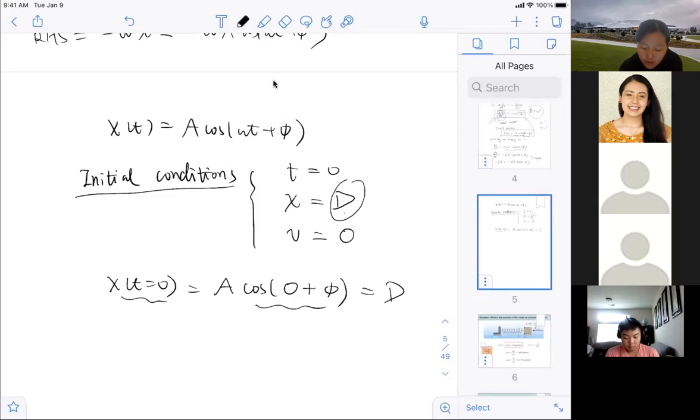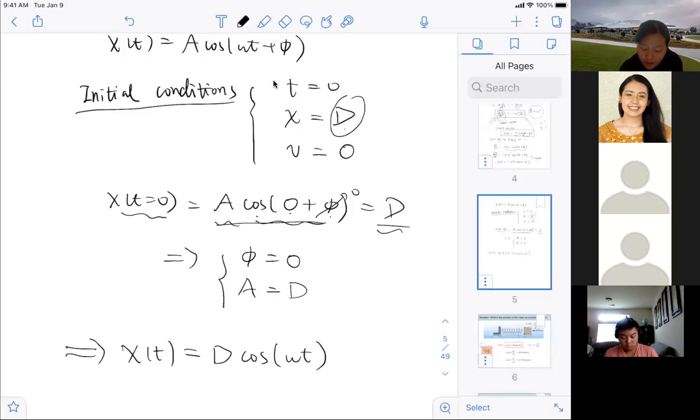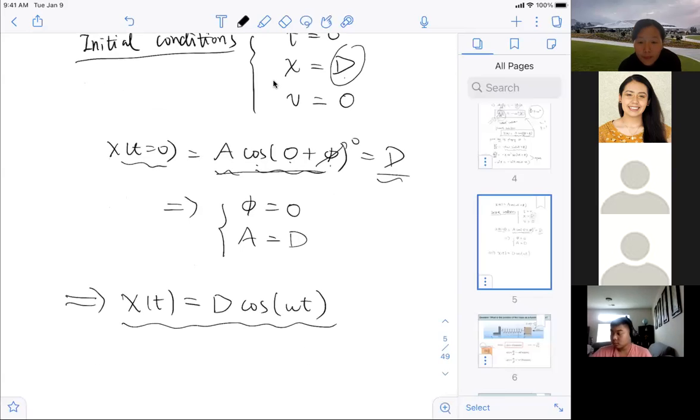By observing these two sides of the equation, I conclude that I need phi to be 0, and I need A to be equal to d, because cosine 0 is 1. So I get these two equal to each other. I have solved all my unknowns. I can finally conclude the equation of motion for the mass is d times cosine omega t, and there is no phase phi. Phi is 0 in this case. So that's really what is telling you about the motion of this object.